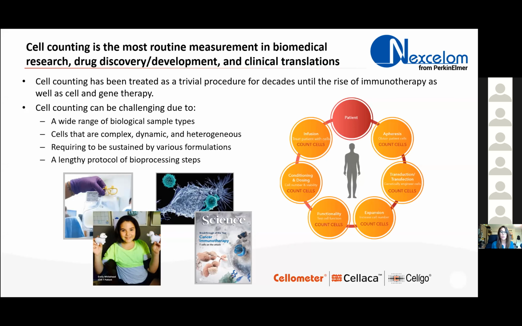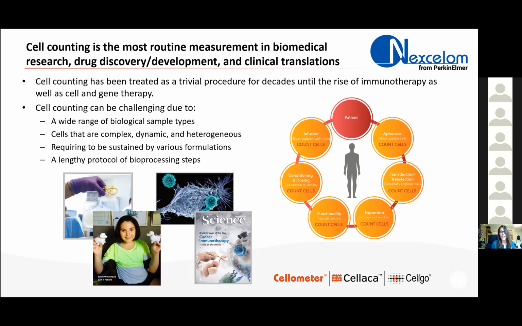So for example, if we use cell and gene therapy as an example, if we're talking about CAR T-based immunotherapy, first you need to be able to actually count your apheresis samples. So these are very, very messy, heterogeneous samples from individual donors. So they have lots of platelets, residual red blood cells, things that can skew your counts. Then you actually have to do your transduction or your transfection to genetically engineer your cell therapy product.